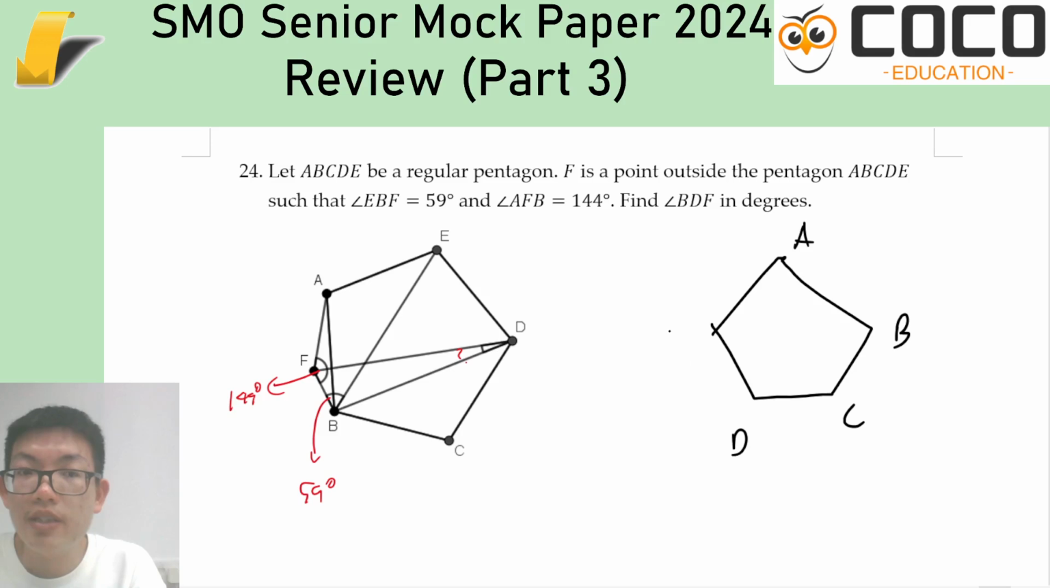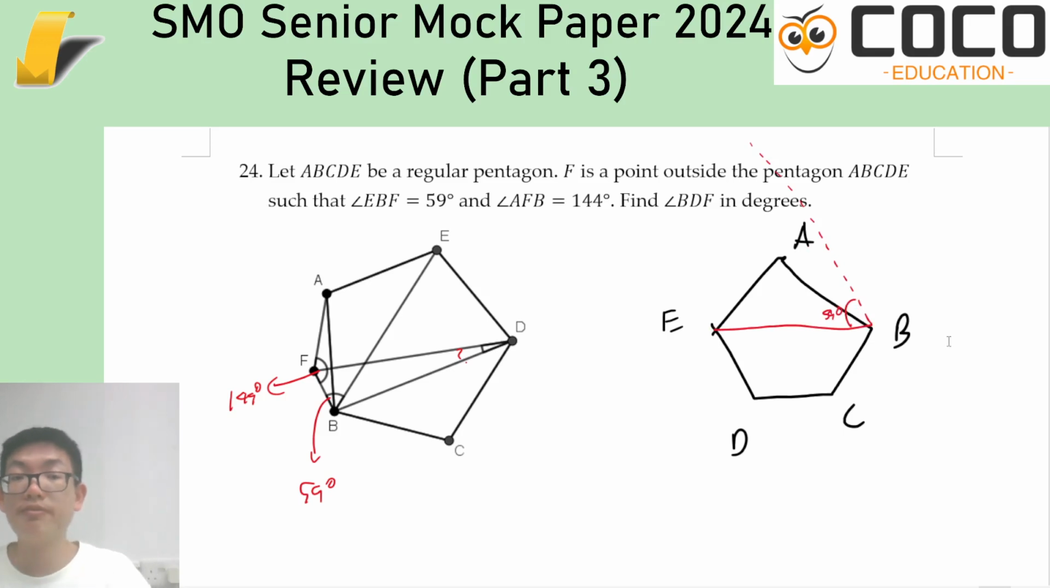If I drew the regular pentagon myself, I want to put F such that EBF is 59 degrees. Now EBF is 59 degrees can essentially be said that F is on this line, right, where this is the 59 degree angle. Draw F somewhere on this line. AFB is 144 degrees. Now where does that actually place me?